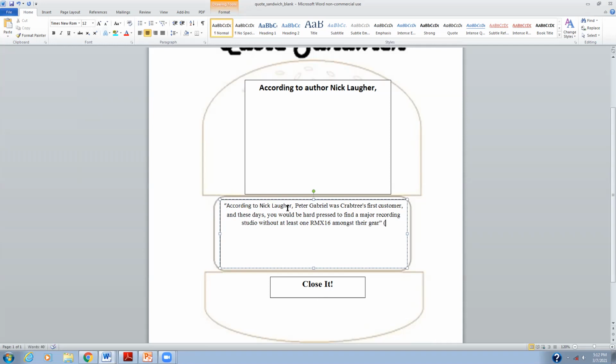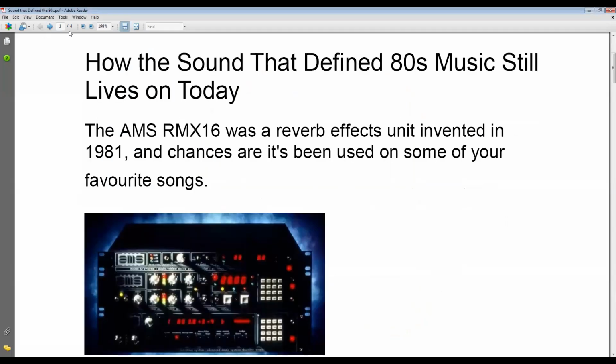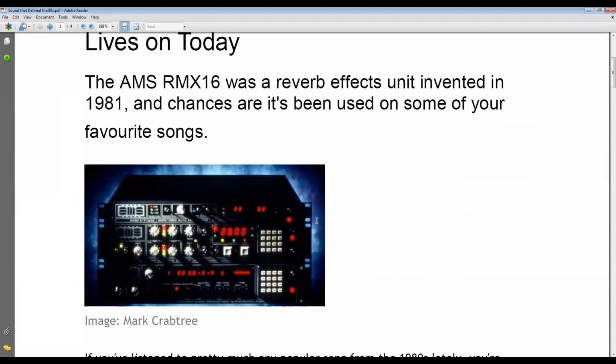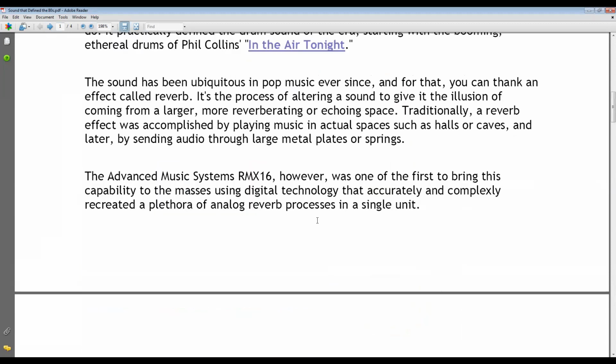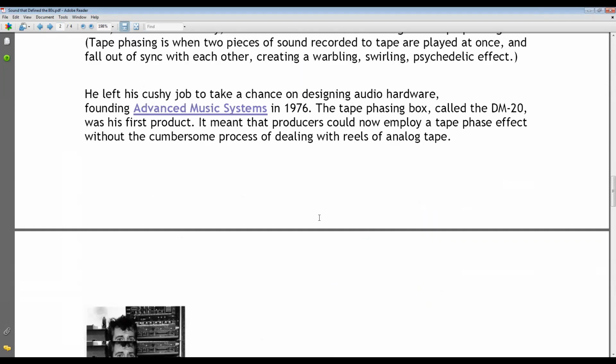Okay, so according to Nick Laufer, now we know Laufer would be here, so there are a couple things we can do. We can say Laufer, comma, and then we'll drop the page number in, which let's find out, by the way, which one it was real quick. Okay, what page is that on? You can see right up here, we've got page numbers. Peter Gabriel was his... let's see, where did that come from?